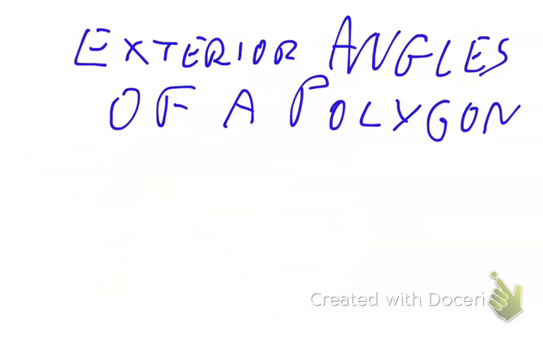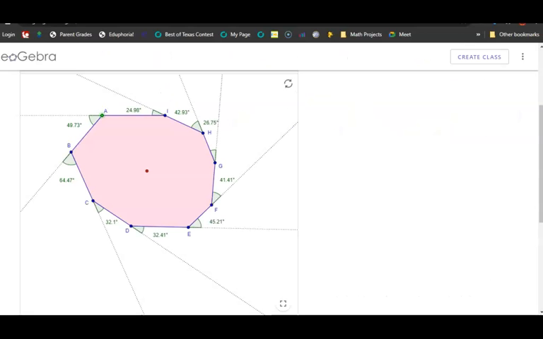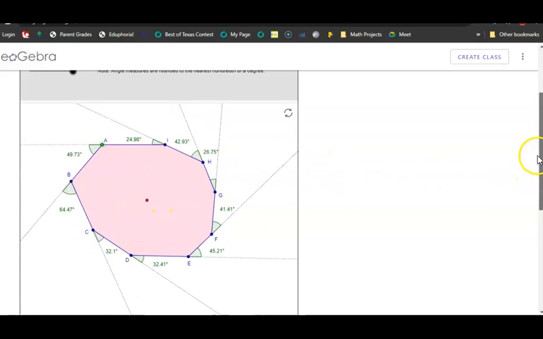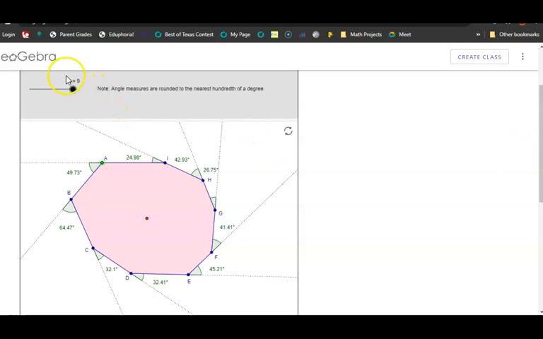Now let's take a look at exterior angles of a polygon. Okay, so for exterior angles, I have this right here we're going to look at. And so how many sides do we have on this thing? 1, 2, 3, 4, 5, 6, 7, 8, 9. We have 9 sides on this polygon, right? N equals 9.